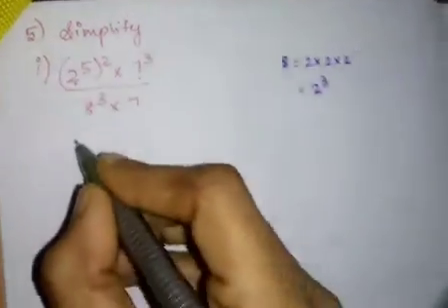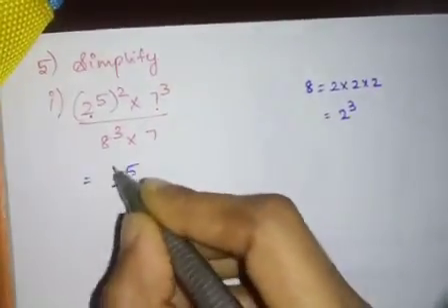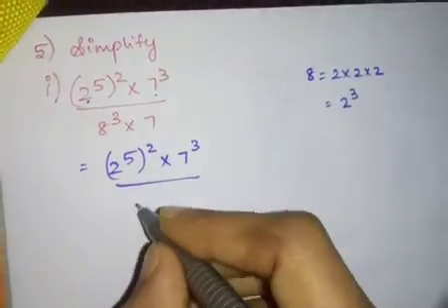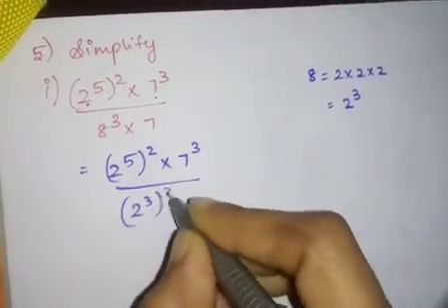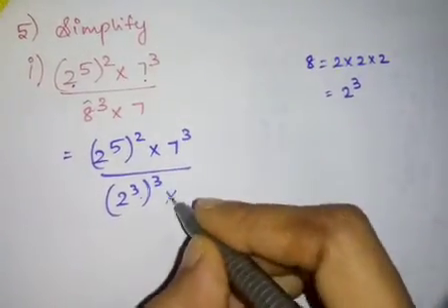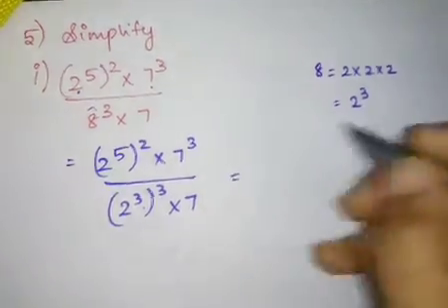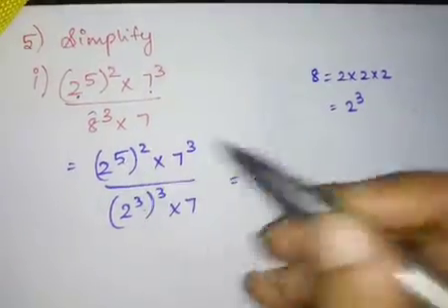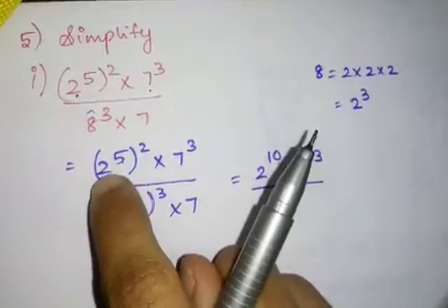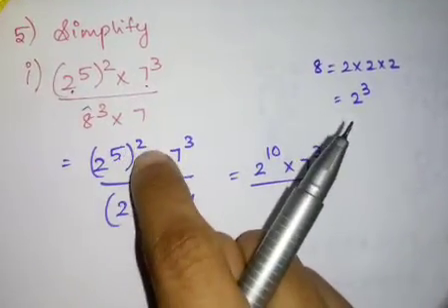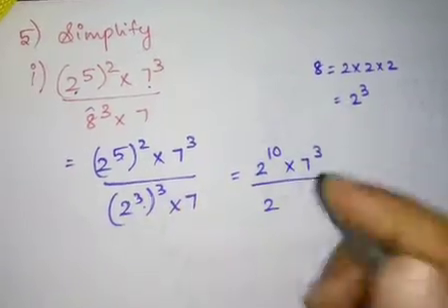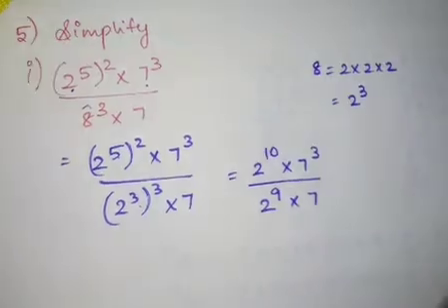Okay. So how will you write? 2 power 5 the whole square into 7 cube divided by 2 cube the whole cube. Instead of 8, I am writing 2 cube the whole cube into 7. Now, 2 power 5 2s are 10 into 7 cube. Is it correct? Because you have product of exponents, so 5 2s are 10. 2 power 3 3s are 9 into 7.